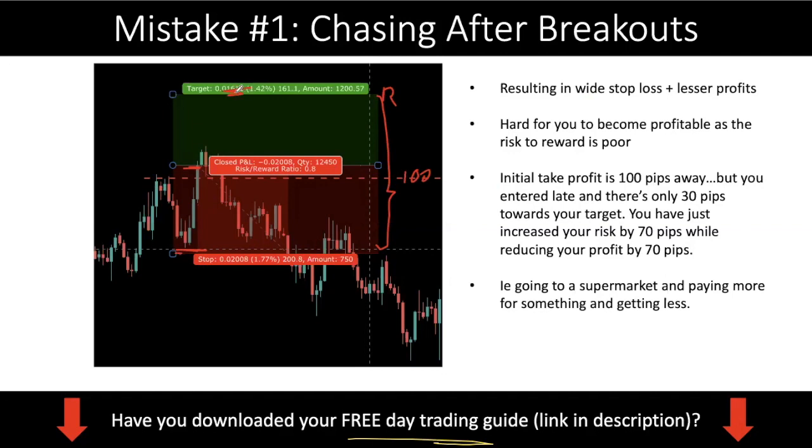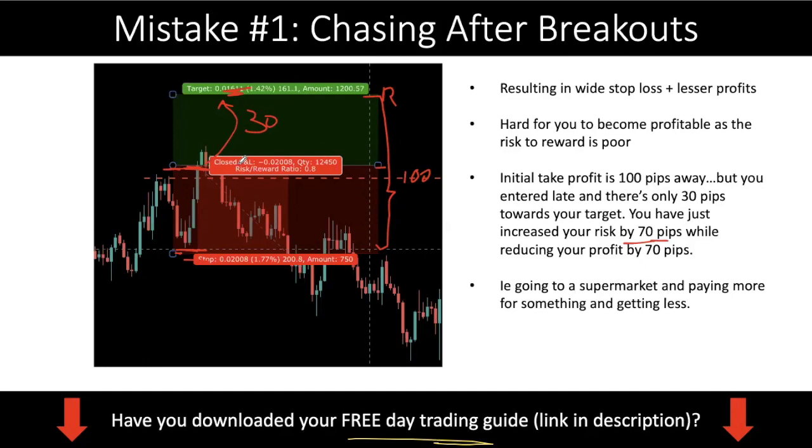But because you enter late and you enter somewhere here, and let's say here to here is only 30 pips left, meaning that the space between here to here is 30 pips left. What you have just done is you have increased your risk by 70 pips, because remember, you need to put your stop loss here. So you just increase your risk while at the same time you're actually decreasing your profit. So it's kind of like a sure way to lose money, because you're not just reducing your profits, you're increasing your risk, right?